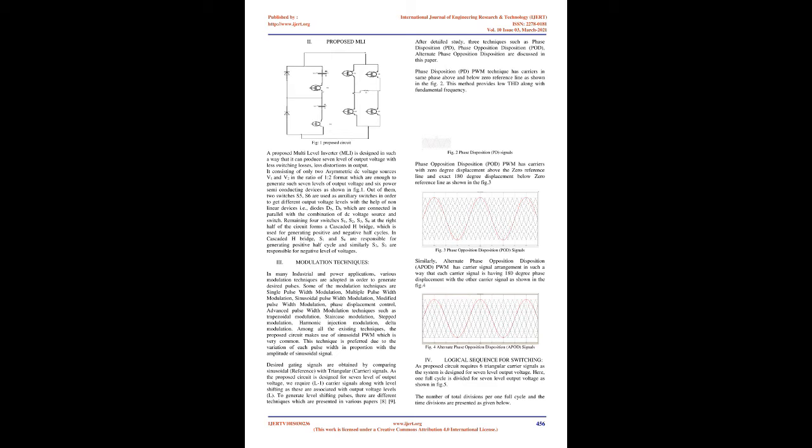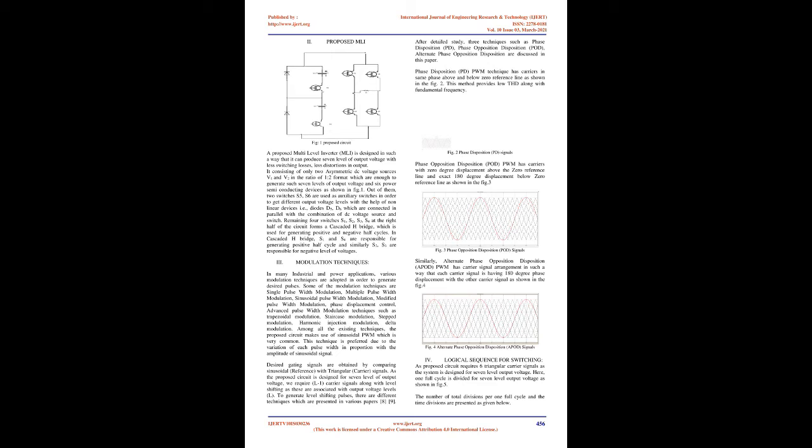Proposed MLI. The proposed multi-level inverter, MLI, is designed in such a way that it can produce 7 levels of output voltage with less switching losses and less distortion in the output. It consists of only 2 asymmetric DC voltage sources V1 and V2 in the ratio of 1:2, which are enough to generate such 7 levels of output voltage, and 6 power semiconducting devices as shown in Figure 1.